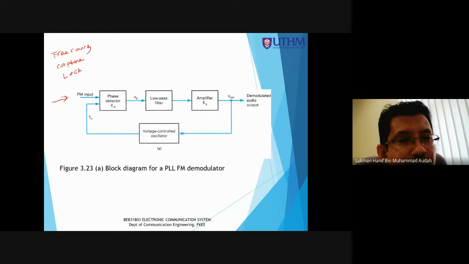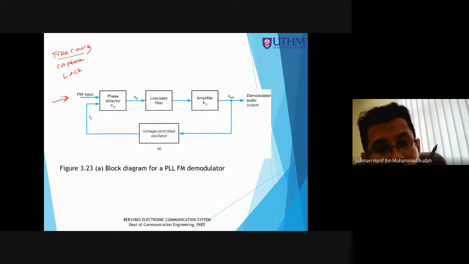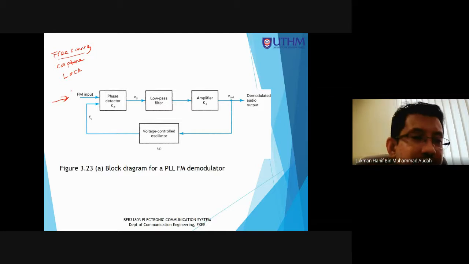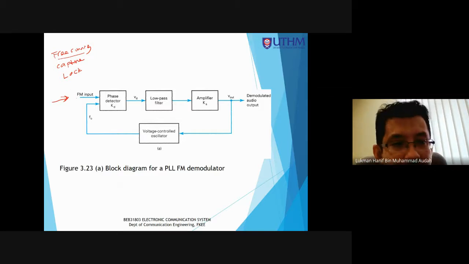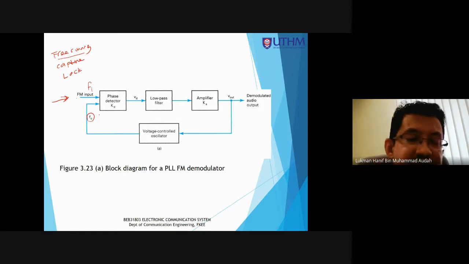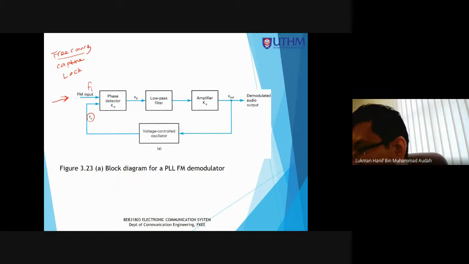So there's no input for the free running. Capture state bermakna ada input. Okay, we have the input. So here we can say it as F in, and keluaran daripada VCO ini adalah F out. So during the capture state, that means we capture the input and we do the comparison. How we do the comparison? Bermakna kita akan compare Fi dan Fo.